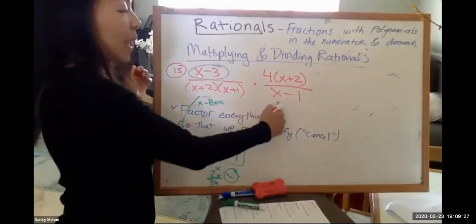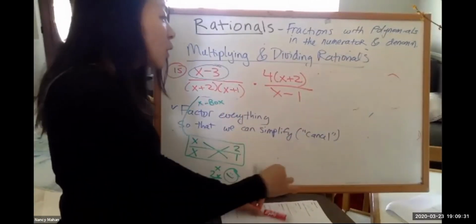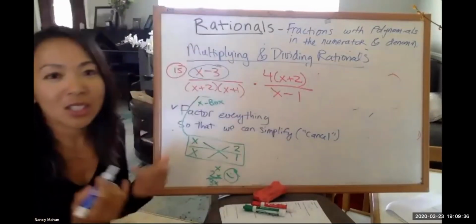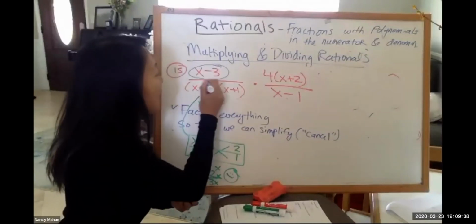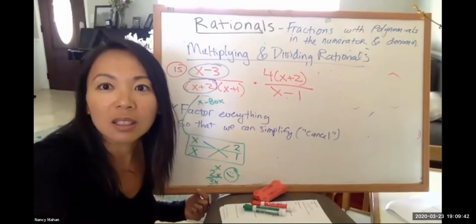Okay, and x minus 1, can I factor that? No, I can't. So right now I'm just going to circle all my factors, just to make sure that I don't chop off factors, chopping off arms and legs and whatnot. So I'm going to circle this. Let me just bring this down real quick.